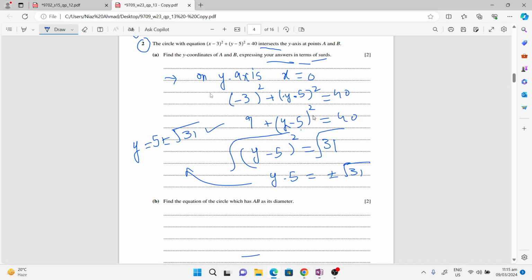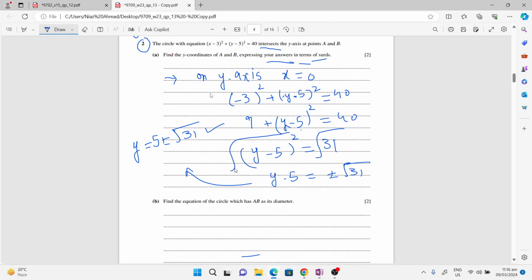So x disappears: minus 3 squared plus (y minus 5) whole squared equals 40. I was about to expand this expression, but I see the answer must be expressed in terms of surds. So minus 3 squared gives you 9 plus (y minus 5) whole squared equals 40. Don't expand. It's not a wise decision to expand this, because we will not be able to express our answer in terms of surds. So I took my 9 to the other side. So 40 minus 9 is 31.